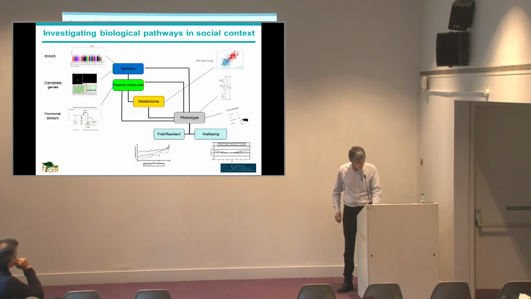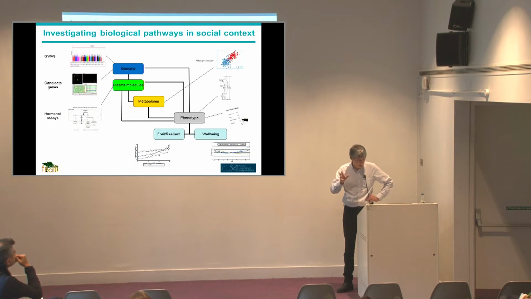This is a model that was drawn by one of my colleagues and gives an idea of the biological pathway that we're interested in. So we're interested in the importance of the genome, how that relates to molecules, how that relates to the biology that we can directly measure, plasma molecules and the metabolome, and then how they relate to the phenotype that we're interested in.